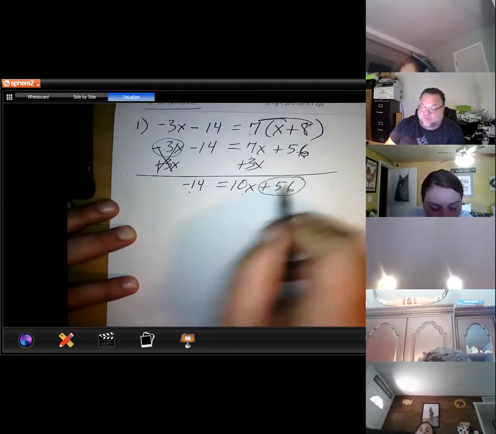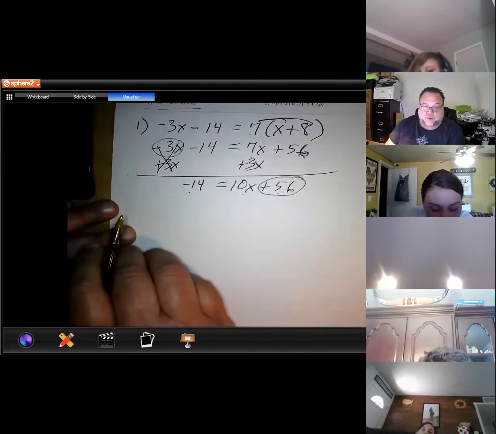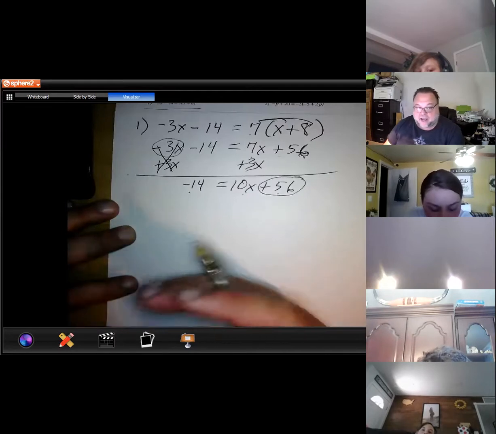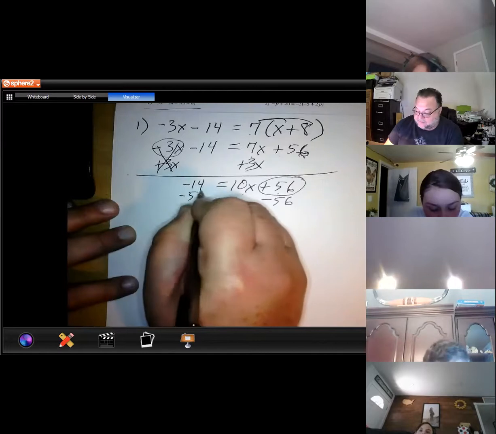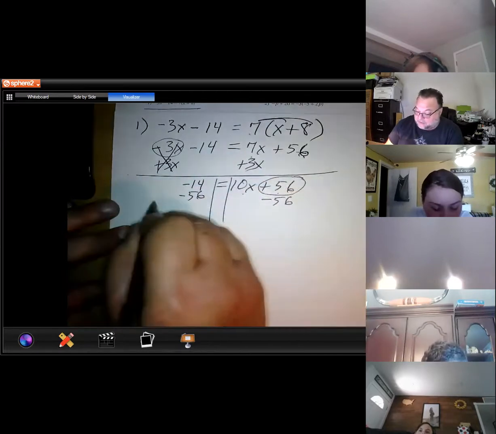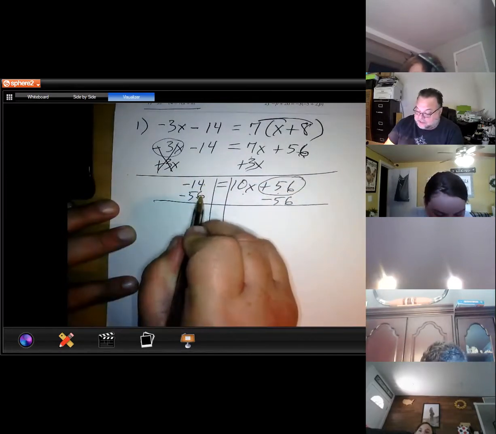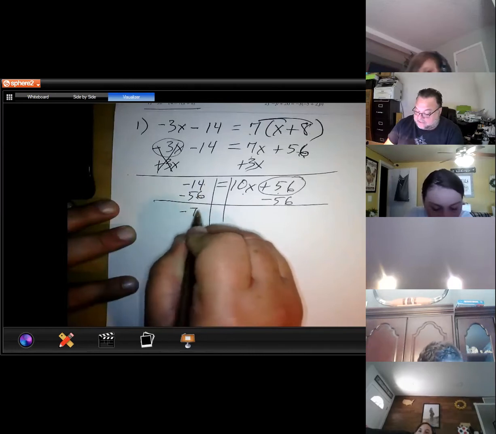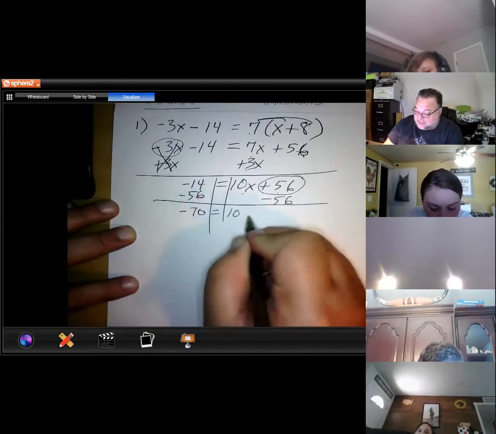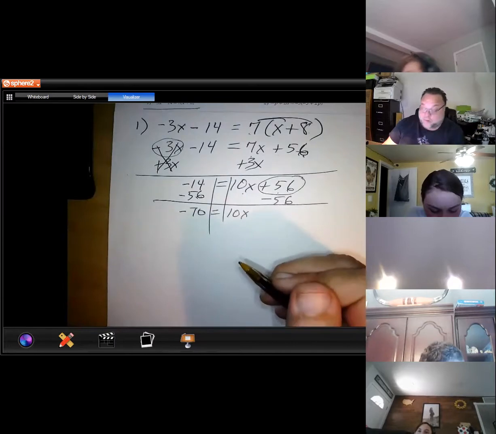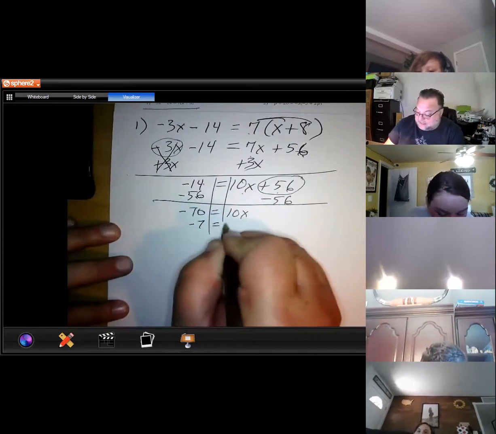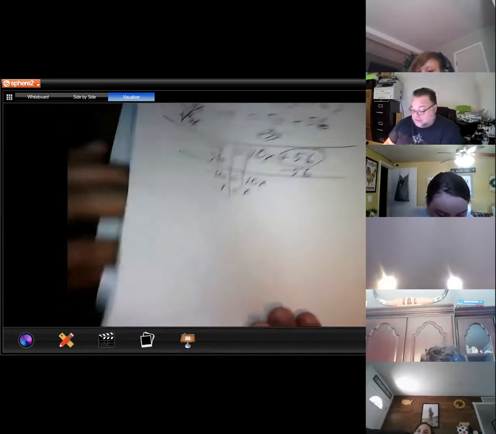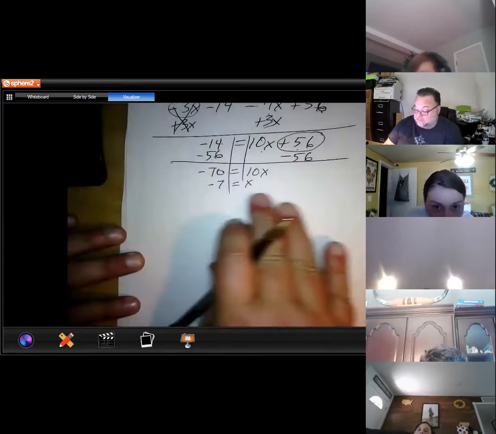That means my number over here is out of place and needs to go away. I get rid of a positive 56 by subtracting 56. Again, I have to do the same thing to both sides. So when I put this together, I get negative 70 equals 10x, right? When I divide both sides by 10, I get x equals negative 7.